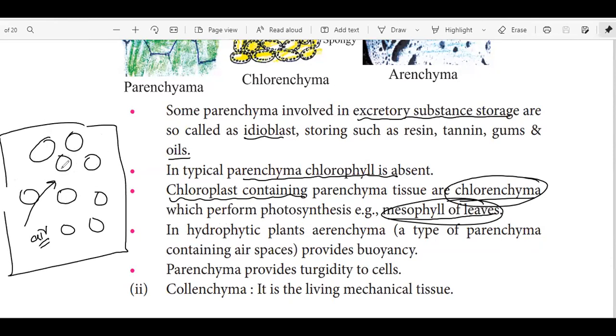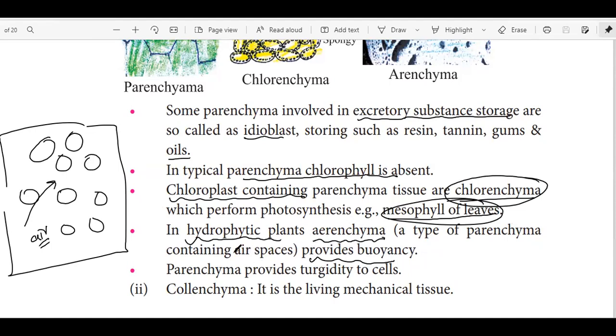These tissues, with the spaces between them, are considered a type of parenchyma, and they are called aerenchyma tissue. So aerenchyma means air. You can simply say that these are generally present in hydrophytic plants that need buoyancy, or floating support. To provide that buoyancy, the air is filled between the parenchyma tissue, and this type of parenchyma tissue is called aerenchyma.